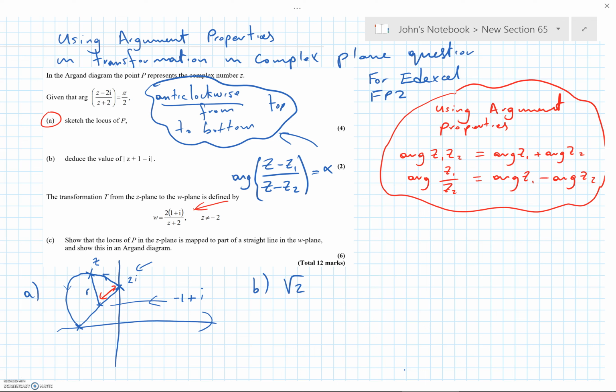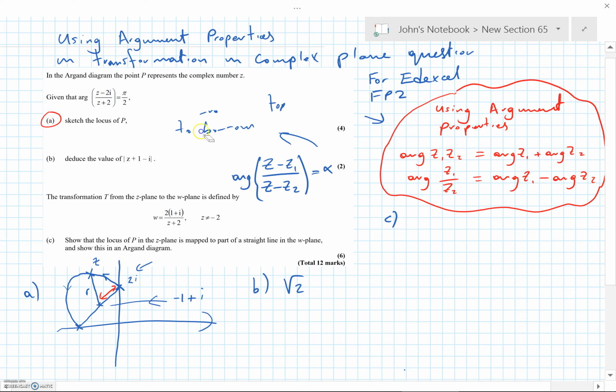Okay, now for the part I really wanted to get onto. We're going to be using the argument properties here, and arguments actually behave a little bit like logarithms. The reason we're using argument properties is because our original loci is expressed in argument form. It's a part circle. So we're going to use that loci formula and transform it to get another loci formula using this rule here, and we're going to have to play around with it using these properties.